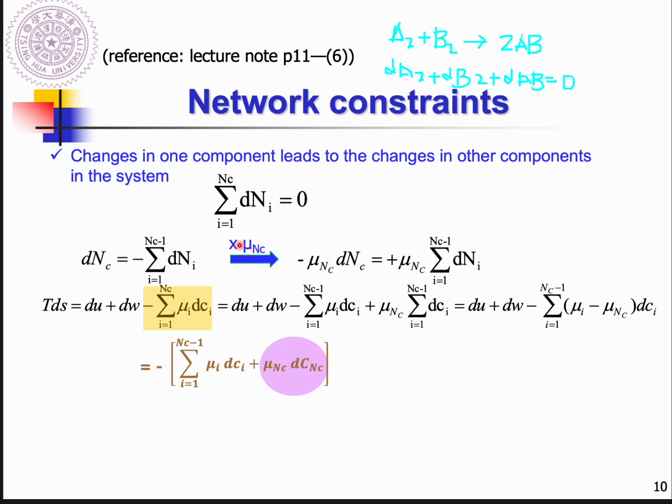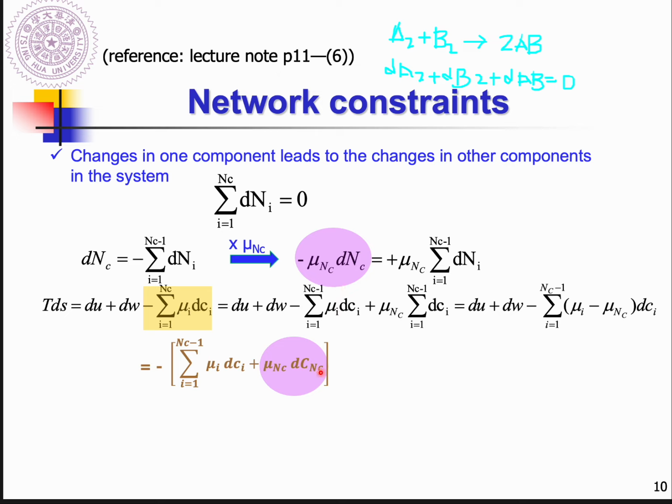So we use, actually, I times the minus mu NC, right? Minus mu NC. So the left-hand side will be minus mu NC dNc. It's very close. And the right-hand side is plus mu NC summation i from 1 to NC minus 1 dNi. Okay, so next, these two terms are similar, right? The only difference is dCi, NC, and dNc.